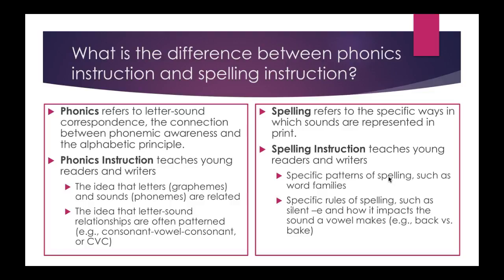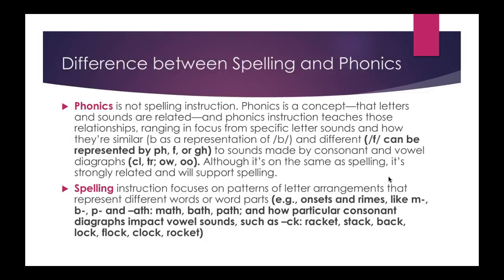So M, K, and B. I think those are the three I said. And then you had a rime, R-I-M-E, like at. You could have mat, bat, and cat, right? So those are all consonant-vowel-consonant words, but the focus in spelling instruction is more on specific patterns, such as onset and rime. Also specific rules of spelling, such as the silent E and how it impacts the sound that a vowel makes, such as back versus bake. Fine differences, but definite differences between spelling and phonics.